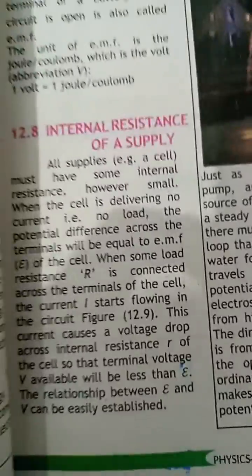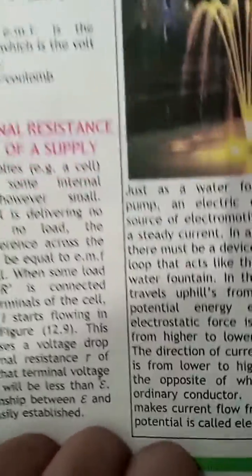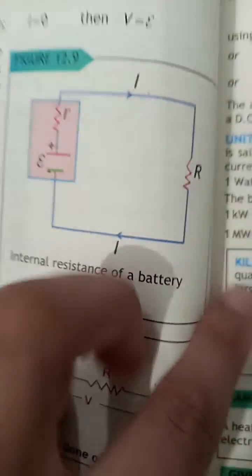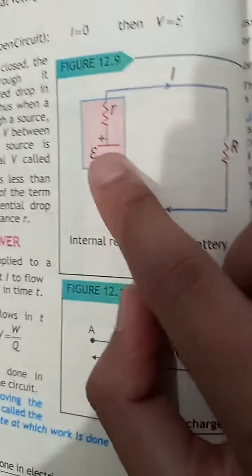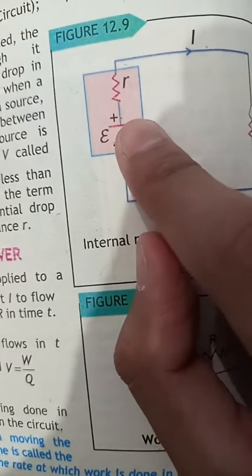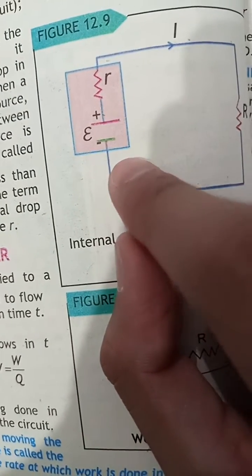Hello guys, so we're going to study about internal resistance of a supply. So what is the internal resistance of supply? We'd love to go with this picture. So actually the EMF is there, like this is a battery which is the pink color. The current is being flowed from positive to negative terminal.